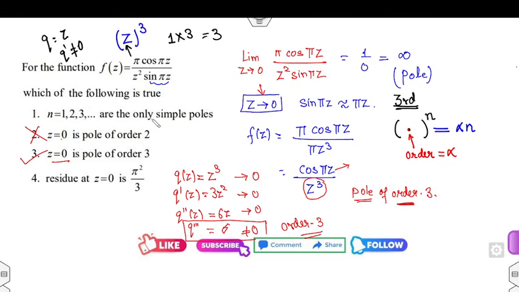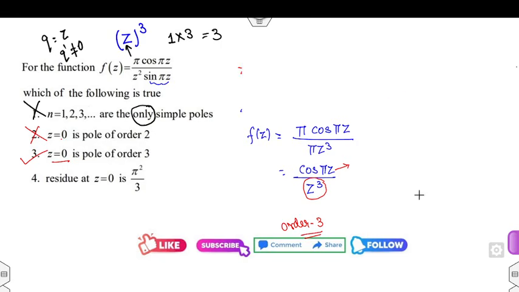Now, is the only simple pole n equal to 1, 2, 3? That's wrong, because z equal to 0 is also a pole. How can you find the residue? So again, let me clear this one.